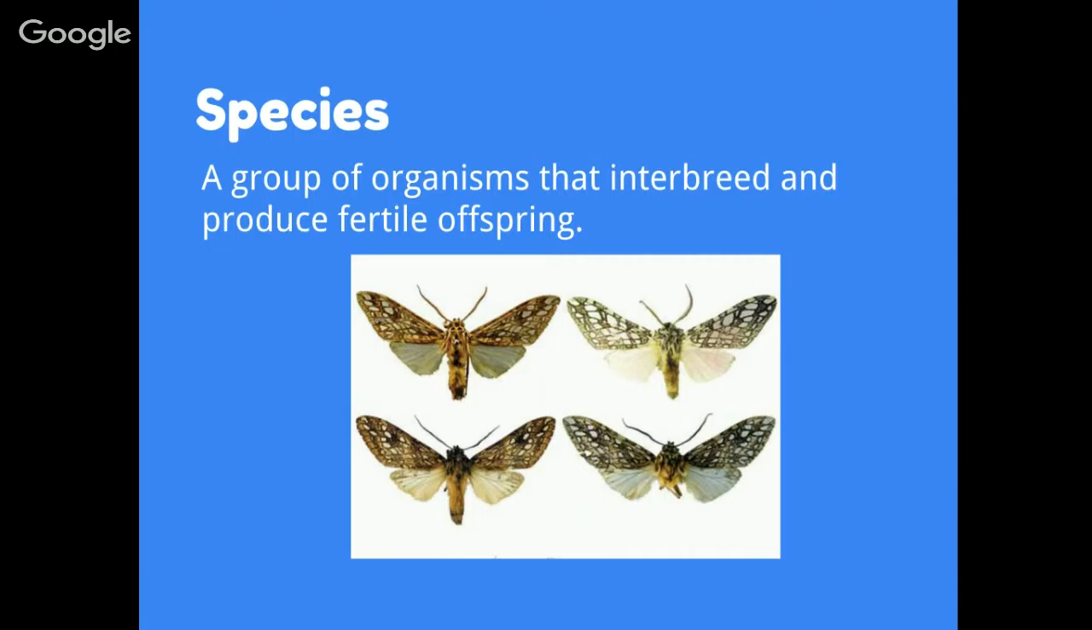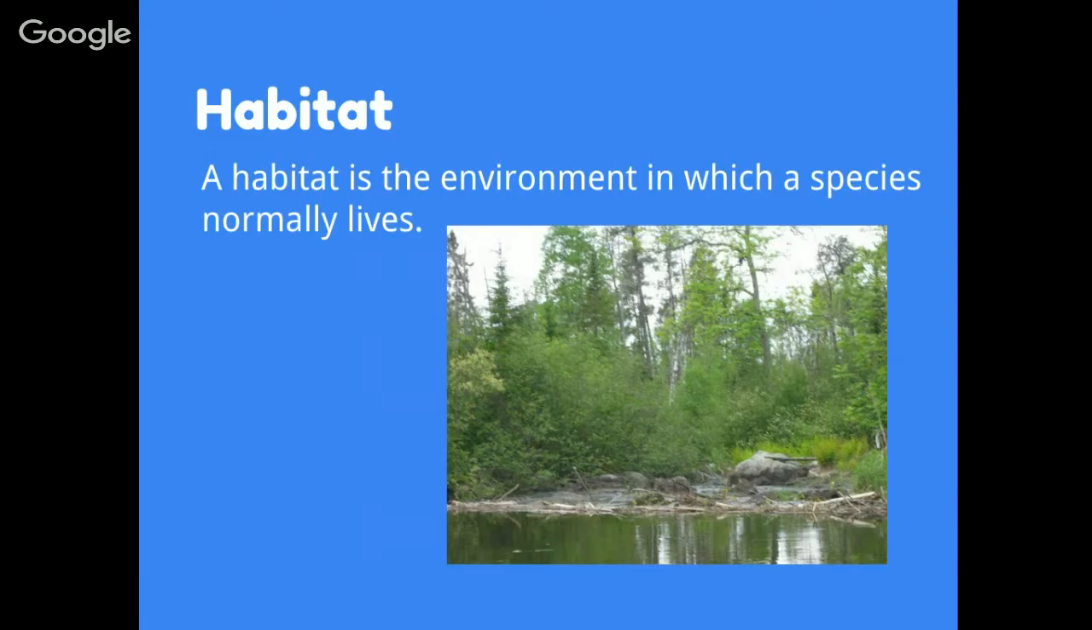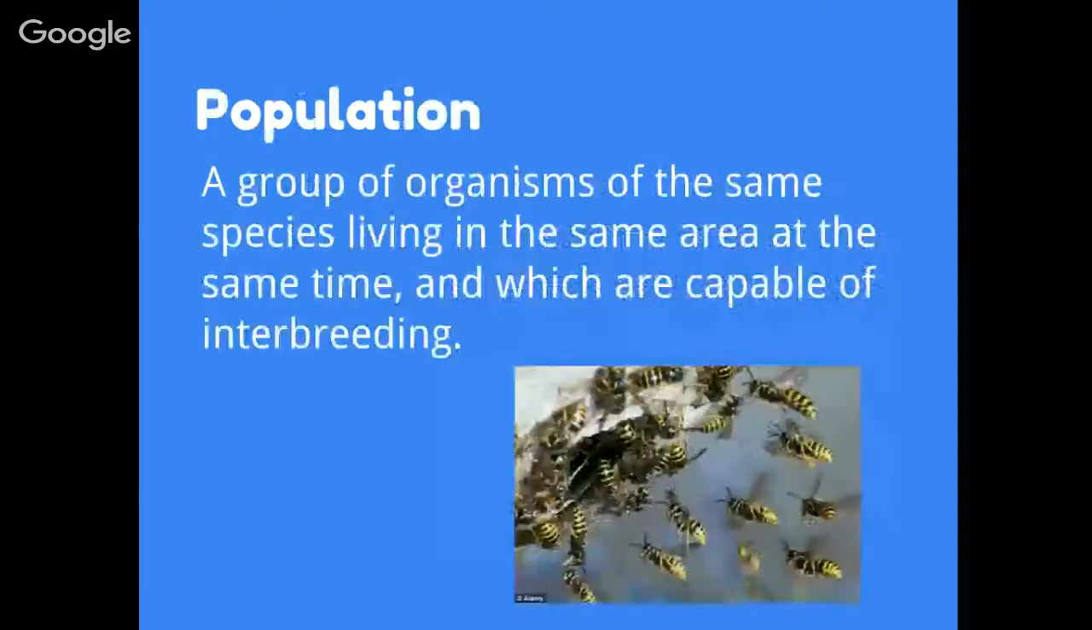Now, there are other alternate definitions of species depending on who you're talking to, what kind of biologist you're working with. But for our purposes, we're going to use this simple definition: a group of organisms that interbreed and produce fertile offspring will be called a species for us. So these are examples of different species of moth in front of us. A habitat is the environment in which a species normally lives. So a lot of moths live in swampy areas, so this would be their habitat.